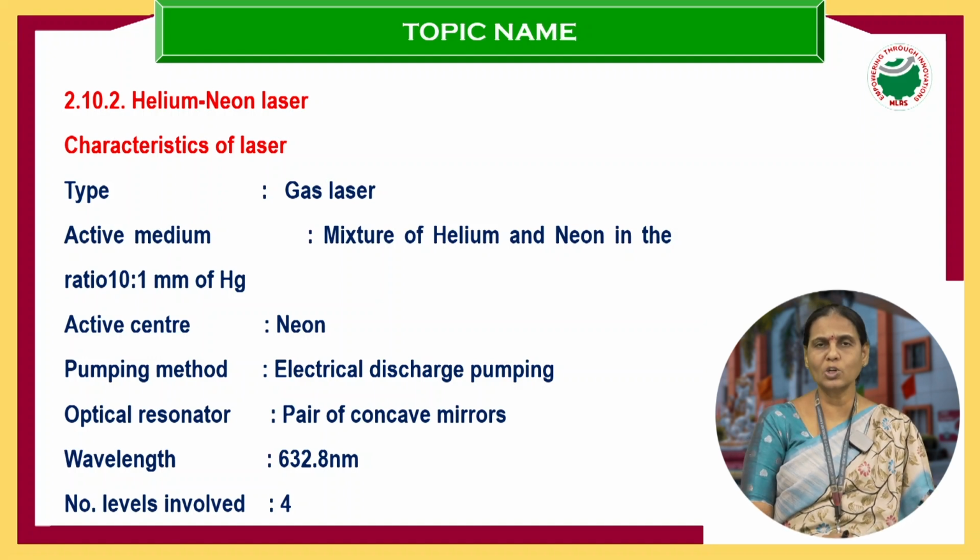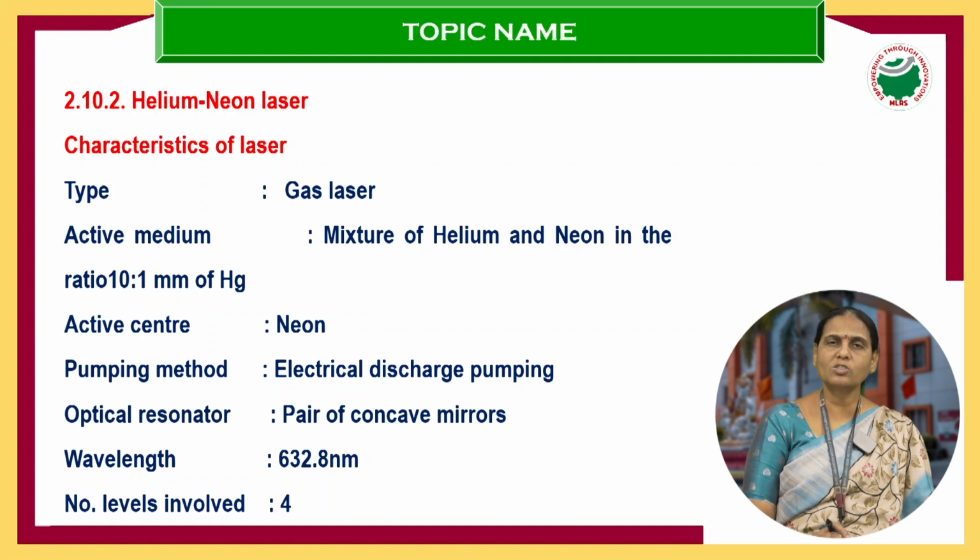I hope you have understood the ruby laser. Very simple. Write the introduction. It is a solid state laser. It is a 3 energy level system. Next, it is prepared from aluminum oxide plus chromium ions, and 0.05% of chromium ions is added. Here the chromium plays the role of the active center. Next, we provide 2 plano-convex lenses in order to produce an optical resonator.